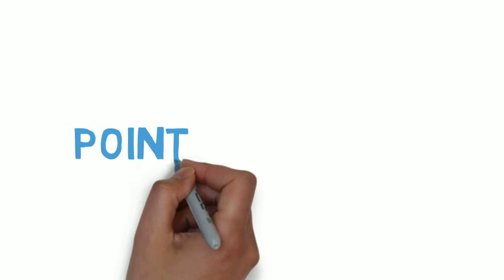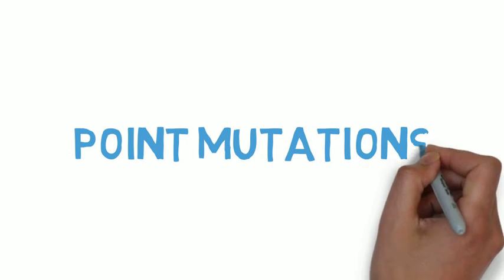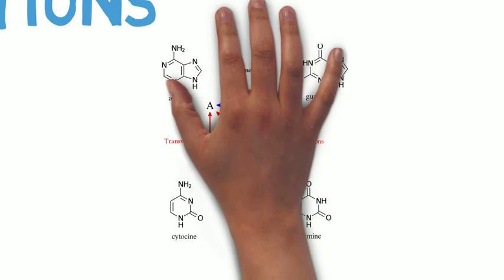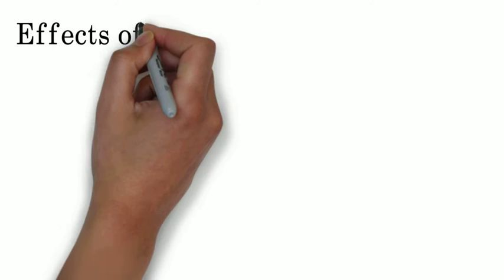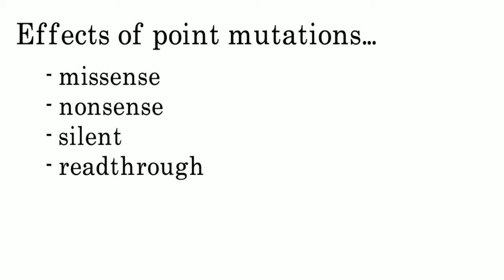In this video, we will be discussing the effects of point mutations at the protein level. A point mutation is when a single base is altered in the DNA structure. This base substitution can either be a transition or a transversion, which is illustrated in this image. Now we will discuss the effects of point mutations, which are missense, nonsense, silent, and a read-through.